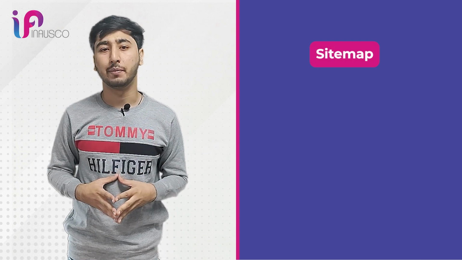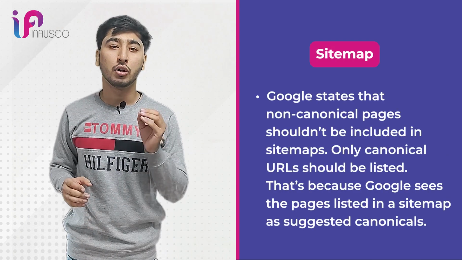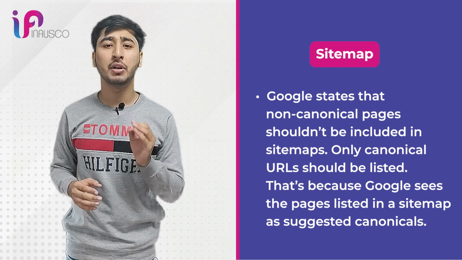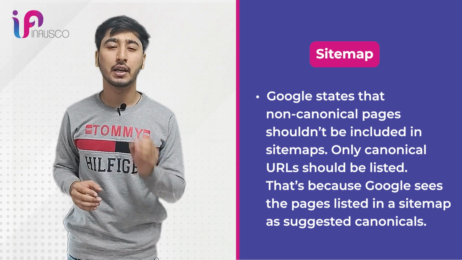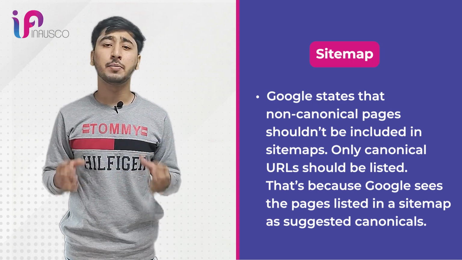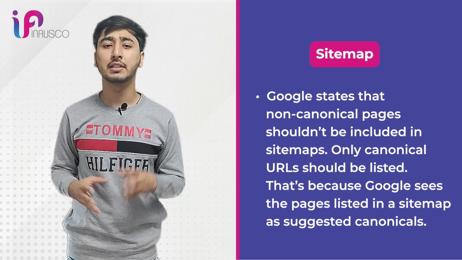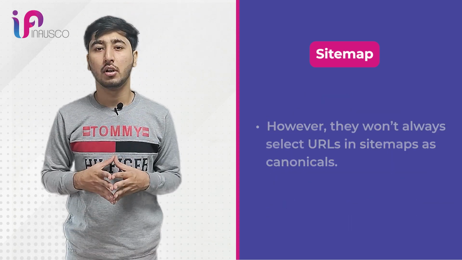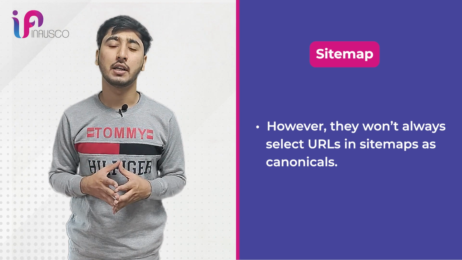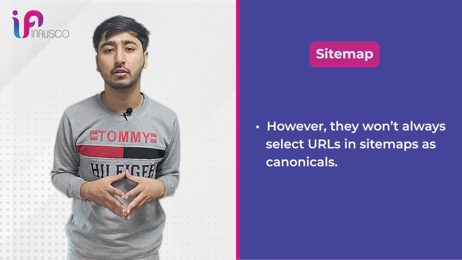Using canonical in sitemap. Google states that non-canonical pages should not be included in sitemap. Only canonical URLs are listed. That's because Google sees the pages listed in sitemap as suggested canonicals. However, they do not always select URLs in sitemap as canonical.